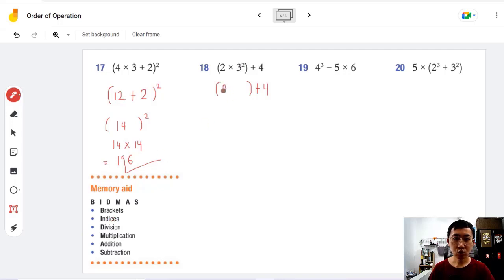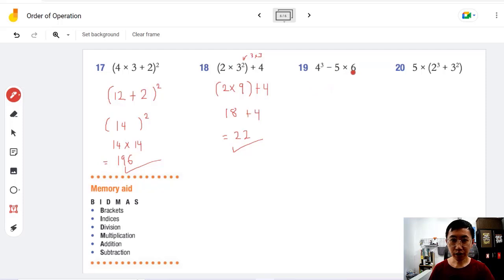So we are going to copy 2, multiply. Now 3 square is actually 3 times 3. Let's do that, 9. Now 2 times 9 is going to get you 18, plus 4. This 4 just keep copying downwards. Solve the last one, that's going to get you 22. So that's number 18.